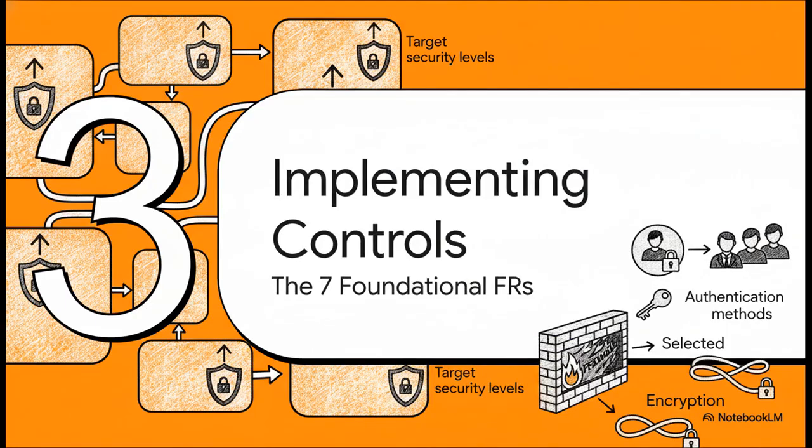Okay, let's do a quick recap. We've drawn our map, we have our secure rooms, the zones, we have our guarded hallways, the conduits, and we know how strong the walls and doors need to be for each one, our security levels.